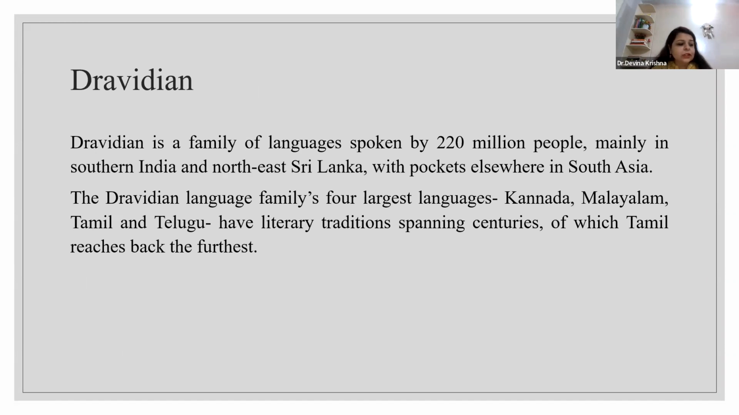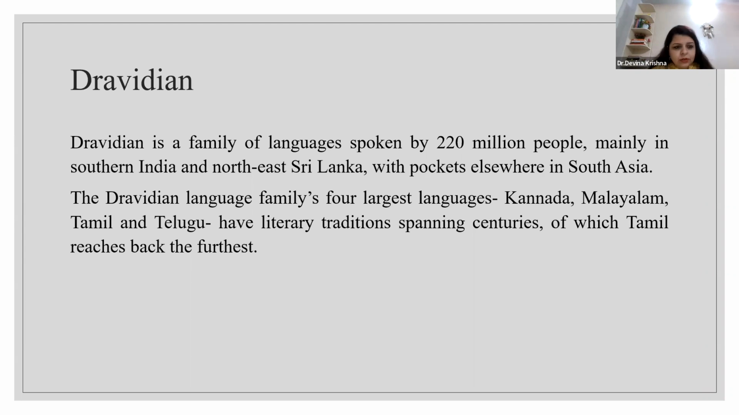Next we come to the Dravidian group. Dravidian is a family of languages spoken by 220 million people, mainly in southern India and northeast Sri Lanka, with pockets elsewhere in South Asia. The Dravidian language family's four largest languages are chiefly Kannada, Malayalam, Tamil, and Telugu, and they have literary traditions spanning centuries, of which Tamil reaches back the furthest.